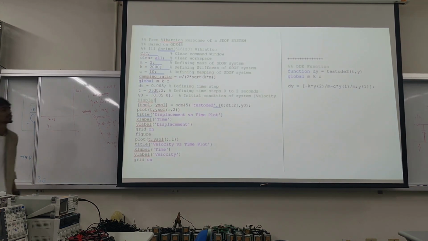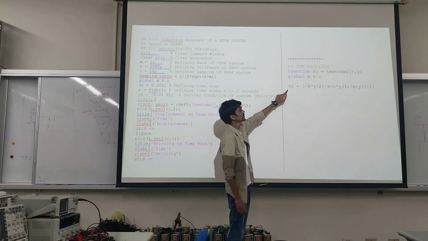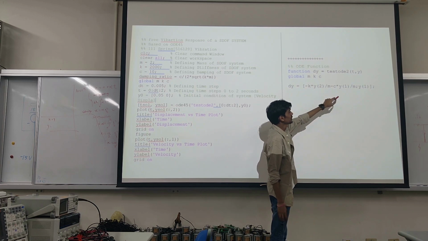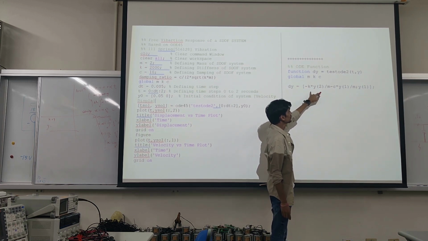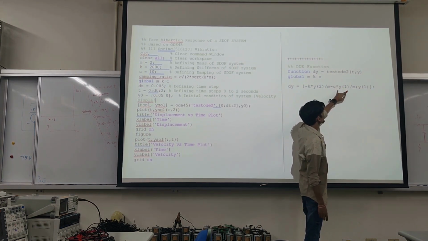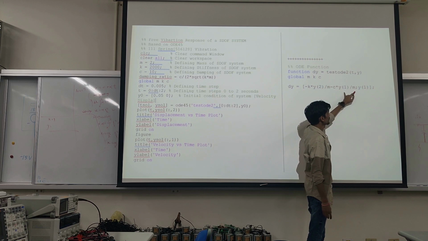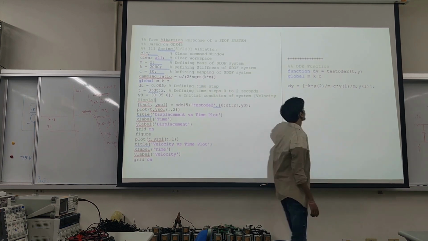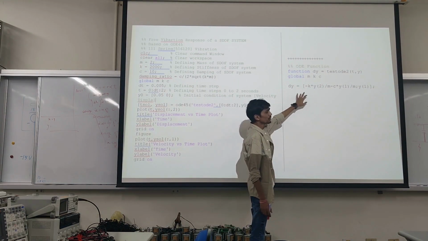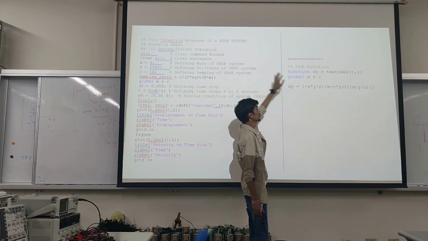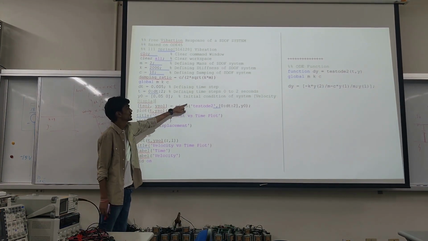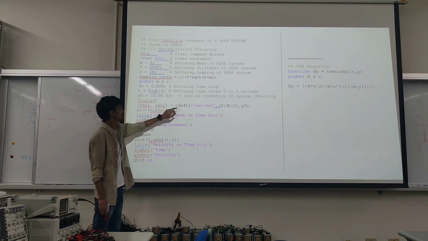So this is our ODE function. dy is equal to minus k of y2 divided by m, minus c of y1. y2 and y1 are what we already decided, and this y1 is our displacement. Minus c of m. So now we have already written the ODE function. That ODE function we need to call in the other MATLAB code using the ODE 45.